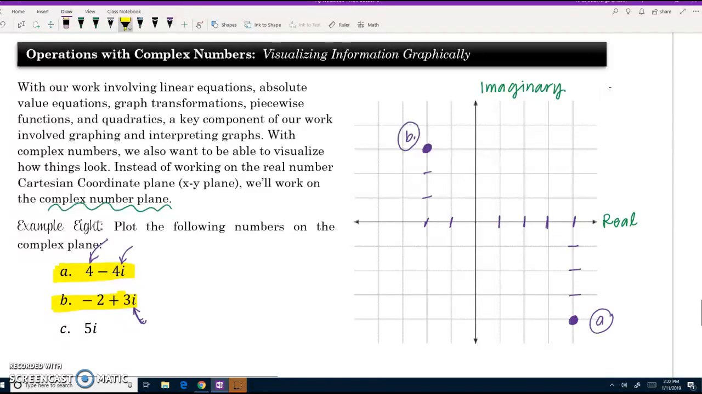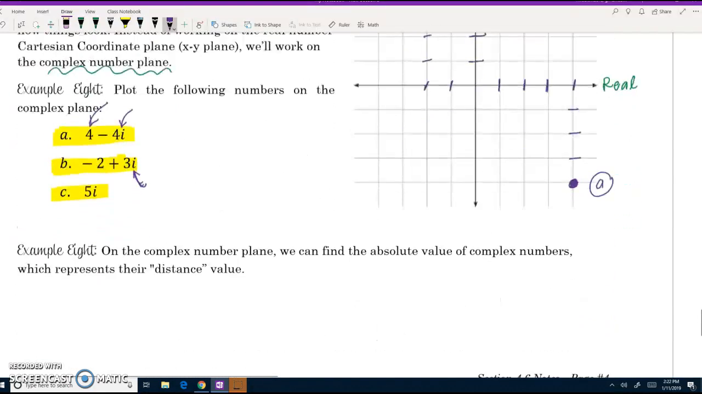The last one we have is C, 5i, and that one, if you check it out, only has an i term, which means it just has an imaginary component, not a real component. So we're going to stay on the imaginary axis here and go up 1, 2, 3, 4, and then 5 would be right up here. So this point would be C. Those 3 different points are all that you need to plot on your imaginary and real axes in what we call the complex number plane. So all of your graphing on tonight's homework will look the same.